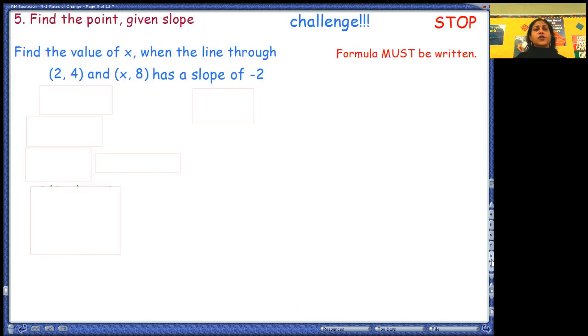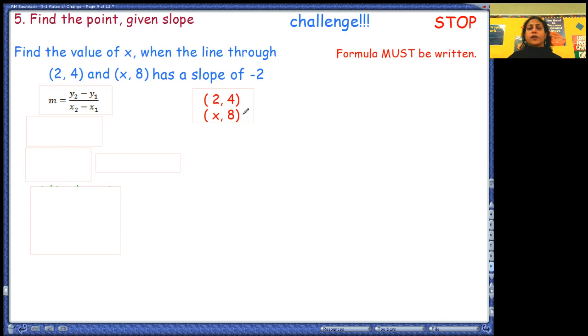Now find the slope, find the point when you're given the slope. This one is a little bit challenging, but I know you can do it. This question says there are two ordered pairs, 2, 4 and x, 8. And the line that joins the two ordered pairs has a slope of negative 2. So what is that ordered pair? So you're going to start off by writing the formula and writing the two ordered pairs one below the other.